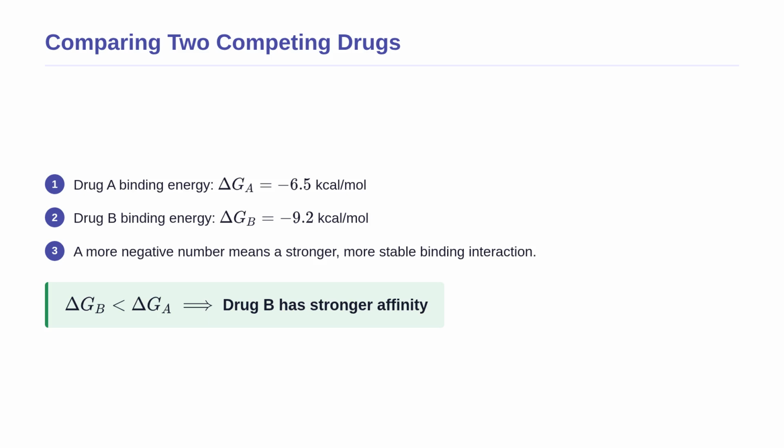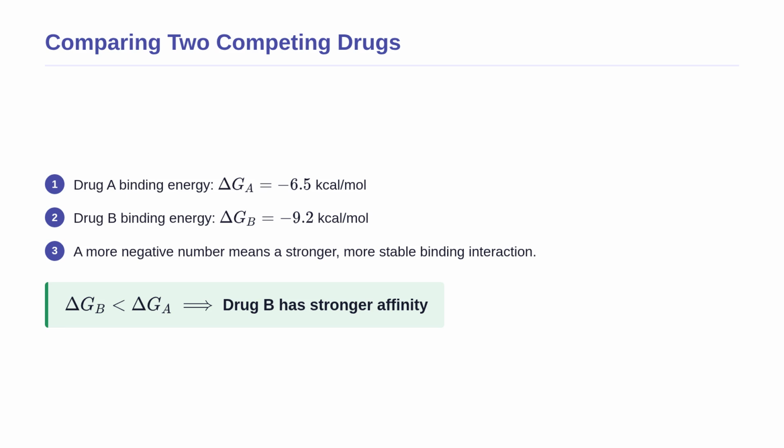So we have proven that a negative delta G indicates stable binding. This brings us to a practical scenario, comparing two different drugs. Imagine we have drug A with a binding energy of negative 6.5 kilocalories per mole, and drug B with negative 9.2. Both target the exact same disease-causing protein. We need to choose the better candidate.